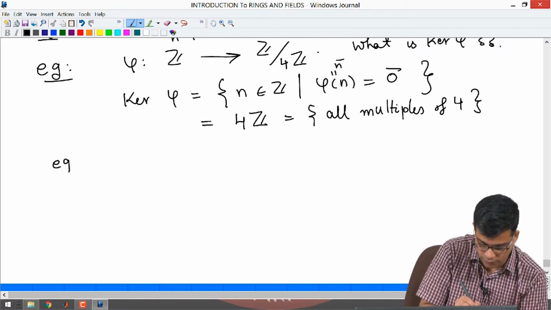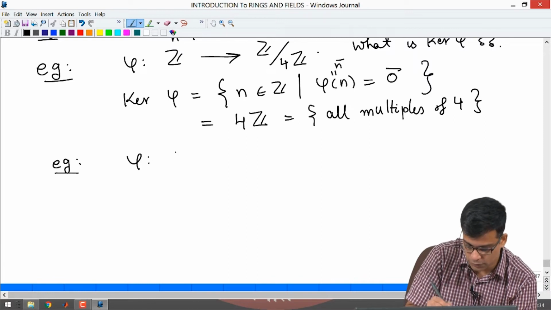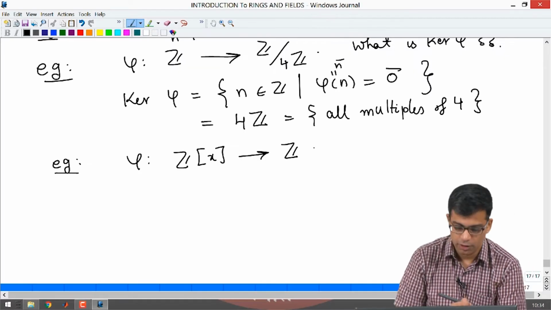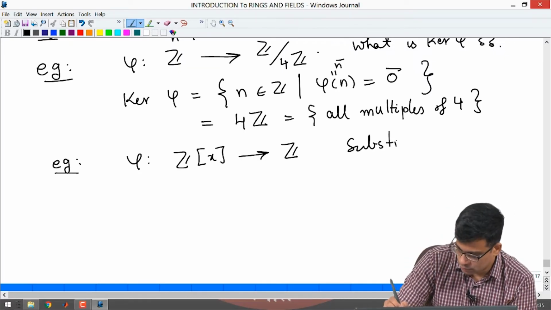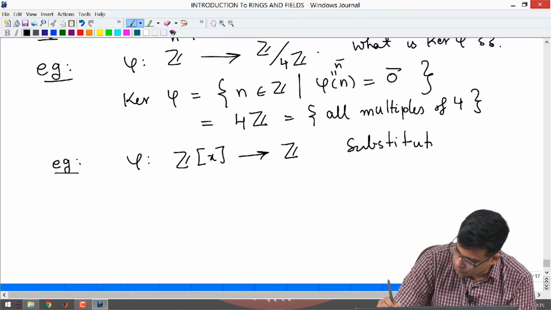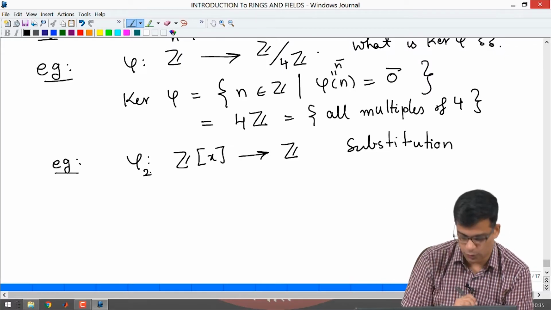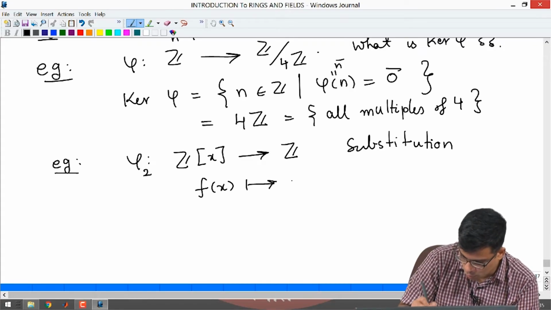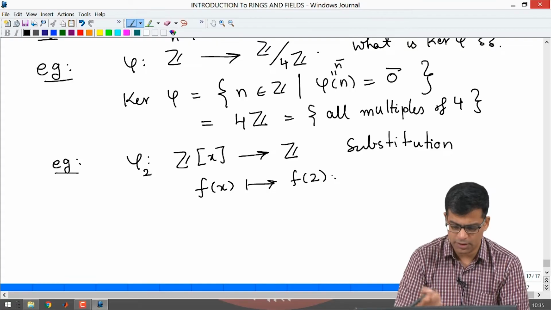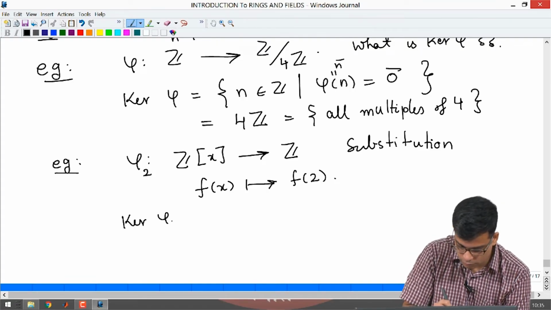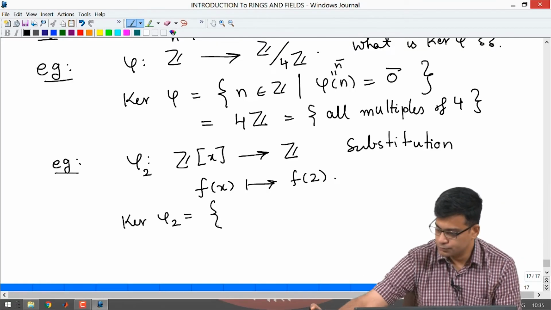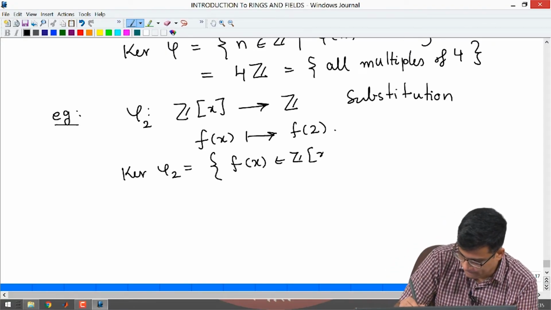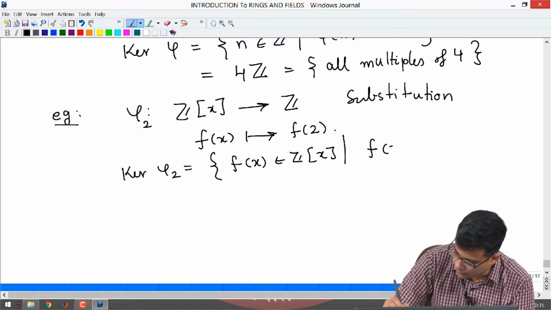The other example that we looked at, let us say phi from Z[x] to Z. This is the substitution map, phi 2, which I think we looked at. Here f(x) goes to f of 2. What is the kernel of this? The kernel of phi 2 is all polynomials in Z[x] such that f of 2 is 0.